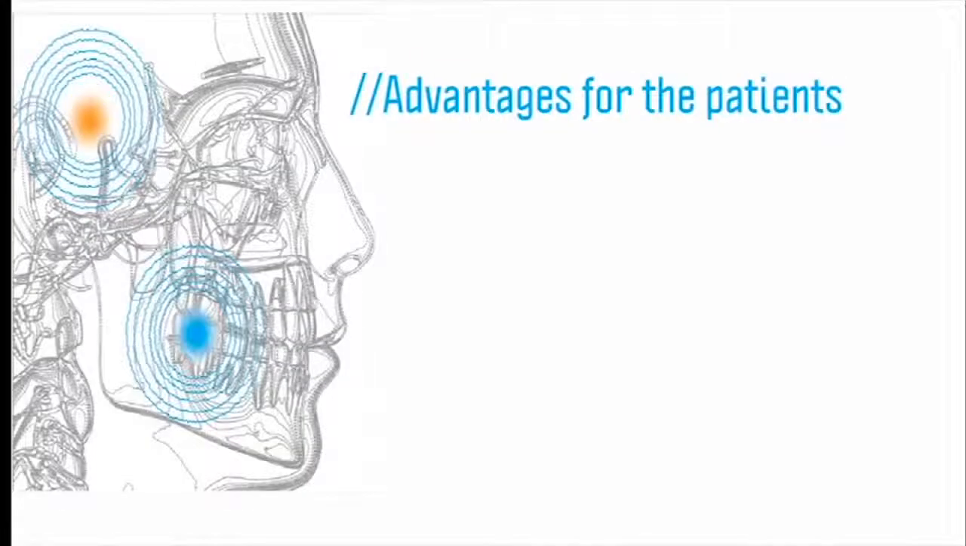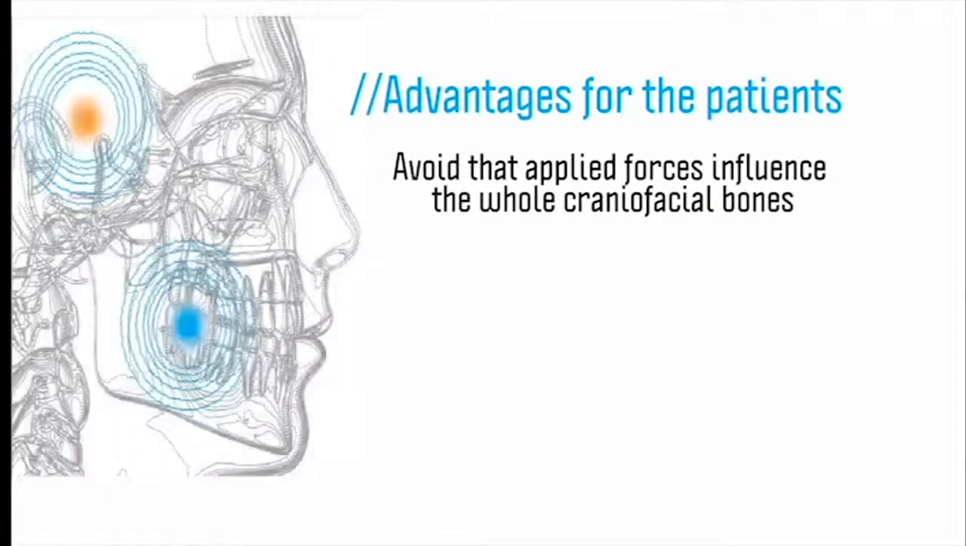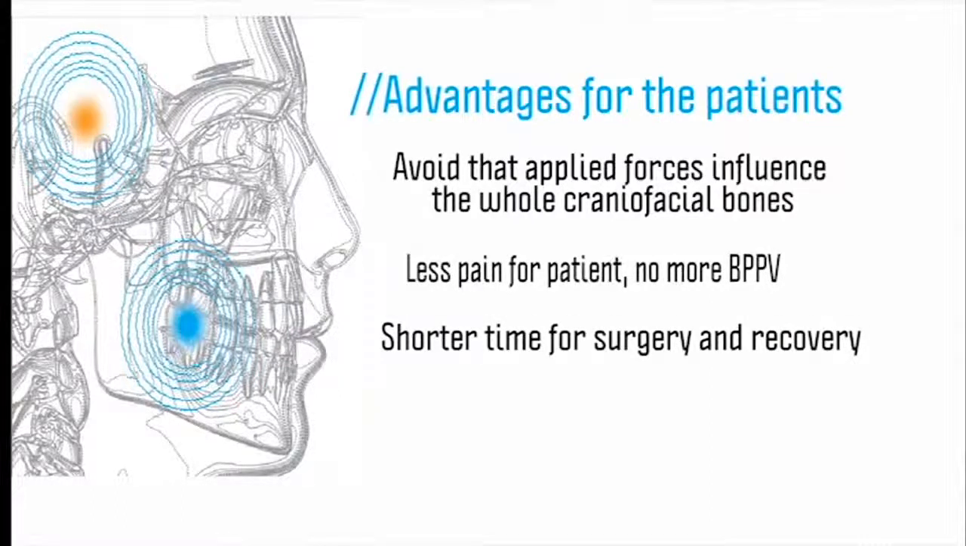Thanks to Magnetic Mallet, you will avoid having applied forces influence the whole craniofacial bones of the patient. You will no longer encounter problems of distress for the patient, causing dizziness, vertigo, nausea, also known as benign paroxysmal positional vertigo, due to the displacement of the otoliths in the inner ear. In this way, the surgery practice takes place in a shorter time and recovery for the patient will be much faster. Another advantage is to limit bone milling.